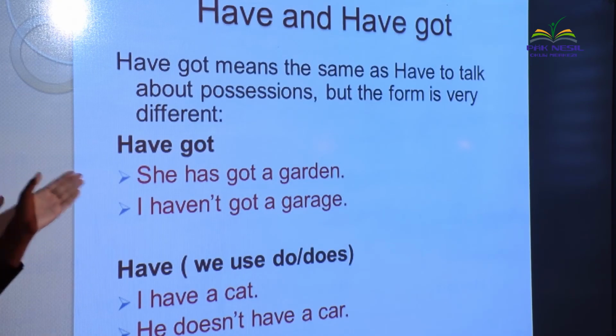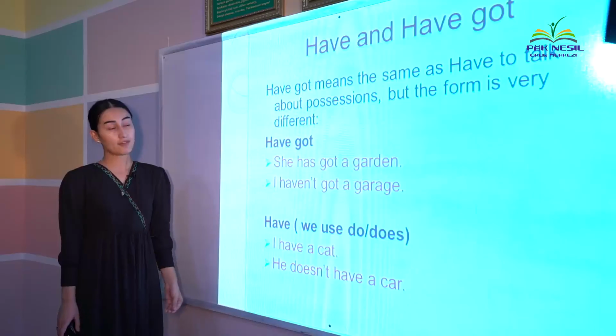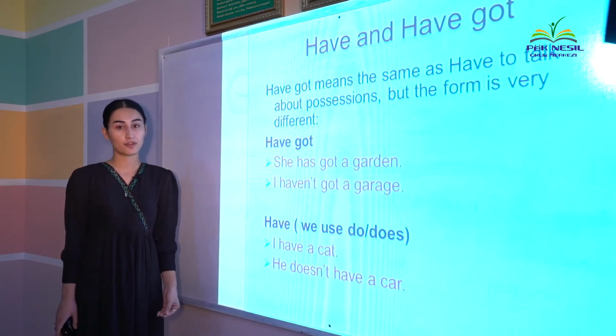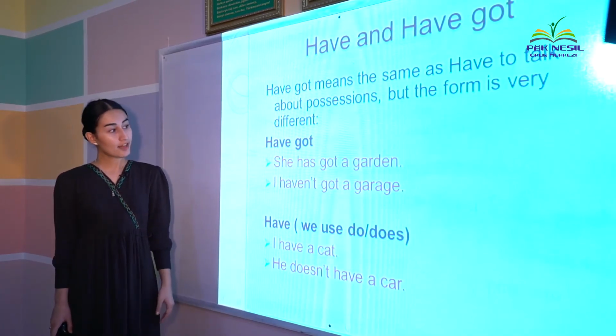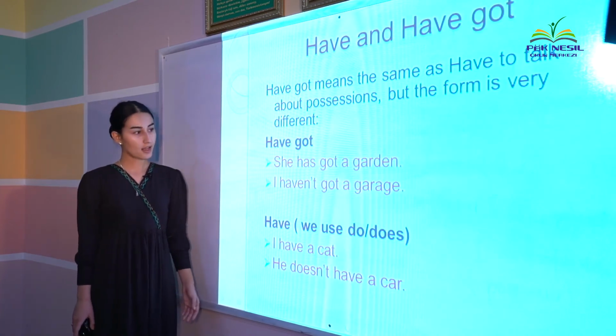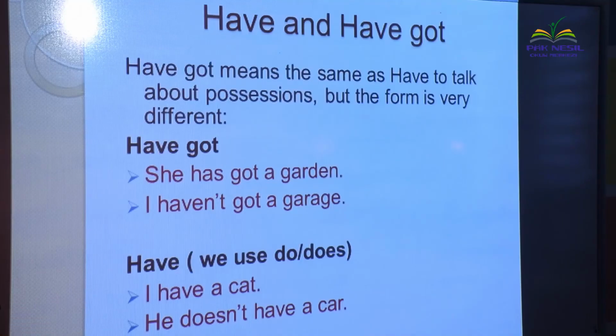And we have have and have got. You know, have got and have, their meaning is similar, but their form is completely different from each other. When you hear have and have got, their meanings are maybe the same, but the form is very different. For example, have got. If we use have got in our sentence, we have to use not in the negative form. For example, she has got a garden, it is the positive one, and I haven't got a garage. Here, we just have to use not after the have.